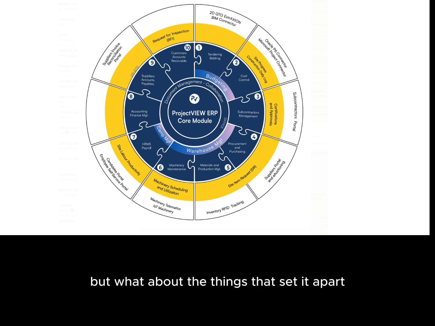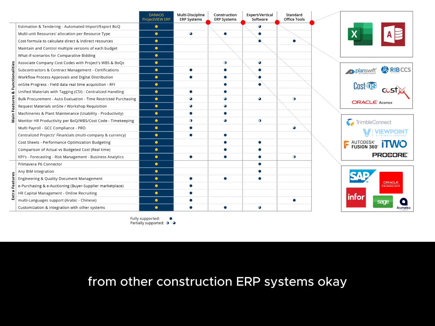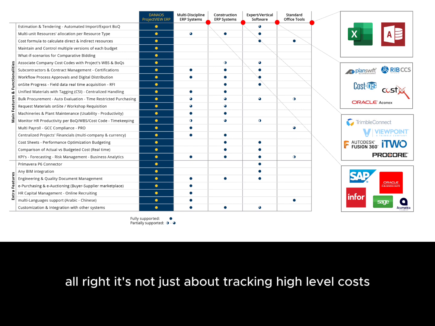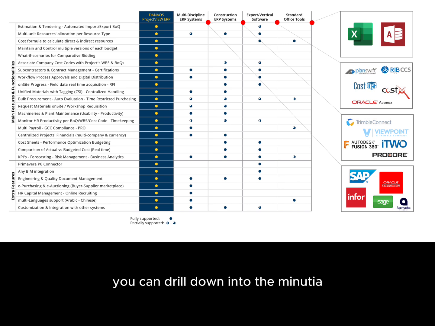But what about the things that set it apart from other construction ERP systems? Okay, so one of the things that really stands out is the level of detail it offers. It's not just about tracking high-level costs. You can drill down into the minutia. Give me an example. You can track the cost of individual materials down to the batch or lot number. So if there's a quality issue with a batch of concrete, you can trace it back to the exact cost and see which projects were affected.